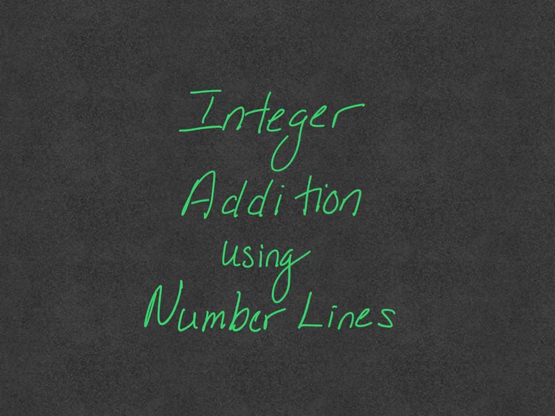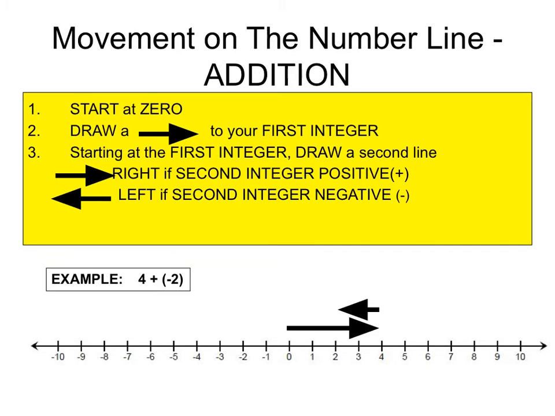In this video, we're going to go over how to do integer addition using number lines. All right, movement on the number line for addition is going to follow the following steps. We're going to first start at 0, and then we're going to draw our first line. And the first line is going to go from 0 to the first integer.